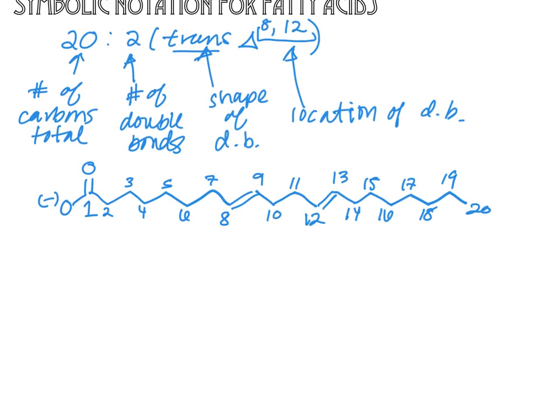Let's see. I'm going to do a different color. Do black. I'm going to do a little bit shorter. Okay, so let's do a 16:3 cis delta 7, 9, 12. All right, carboxylic acid goes down first. And then I'm going to go out to carbon number 7. Remember this, carboxylic acid carbon is number 1.